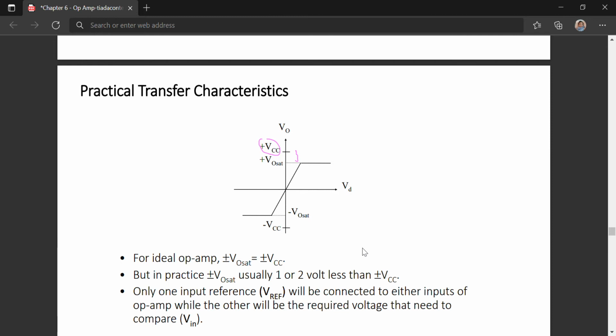However, in our class, we take it as an ideal op-amp where the V output will be plus or minus VCC. Okay.